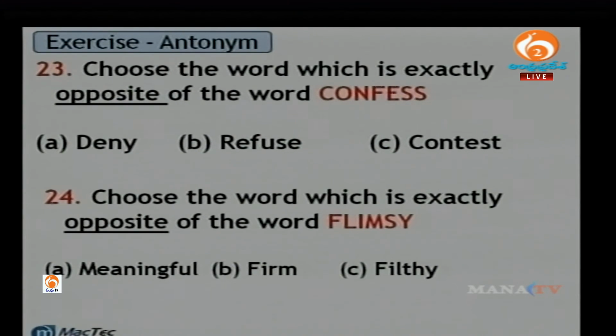Choose the word which is exactly opposite of the word flimsy. Flimsy means something which is senseless. So that means the opposite is option A, which is meaningful.